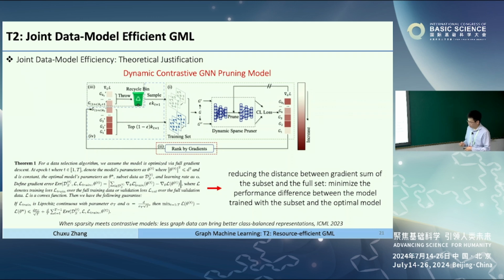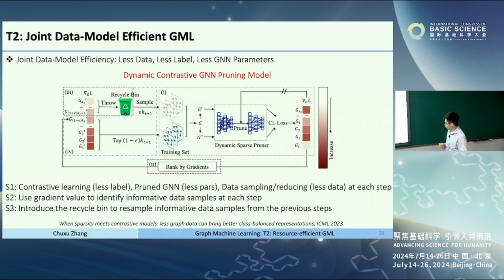We want to sample the data samples that have the largest gradient value with respect to the loss function, right? Okay, so that is the theoretical support of step 2, right? Step 3, this is a trick. I'm not going to talk about the details, because due to the time limit, you can read the papers if you are interested in these techniques.